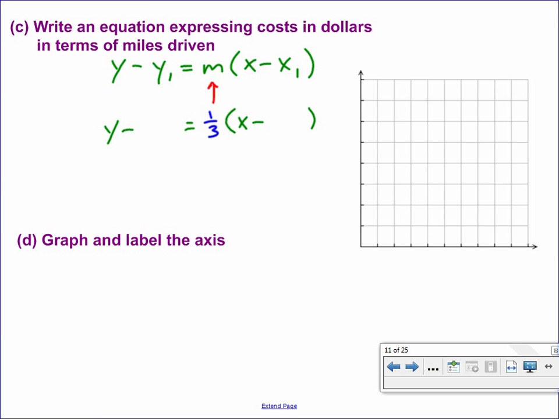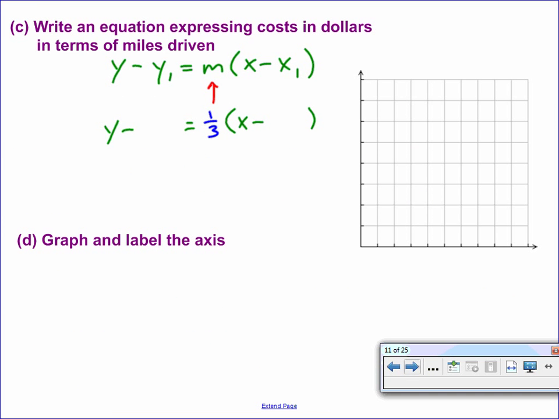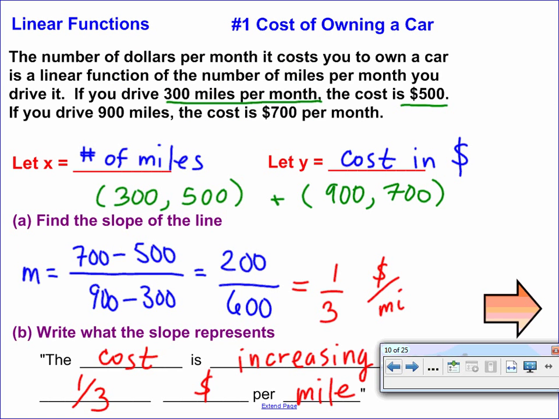Which point would you like to use? Well, I'll use the smaller numbers in this case. So y minus y1, I'll use the 300 comma 500 point to generate my equation. So y minus 500 equals one-third times quantity x minus 300. Is that right? 300 miles comma $500, good.